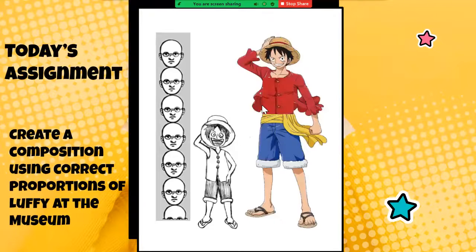And so here is Monkey D. Luffy as an adult, and then here's Kid Luffy. I just want you to see how they match up. So he is very proportionate. He is that 6.5 head size, and Luffy is the smaller one. So I'm going to stop sharing my screen right now, and we are going to create our composition of Luffy at the museum.